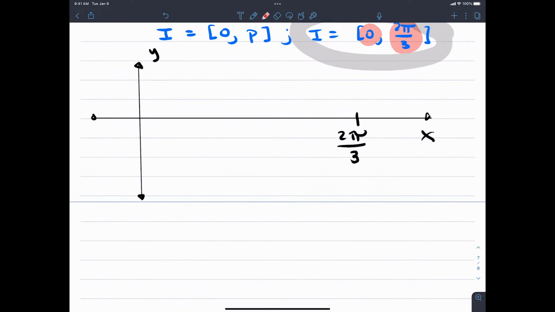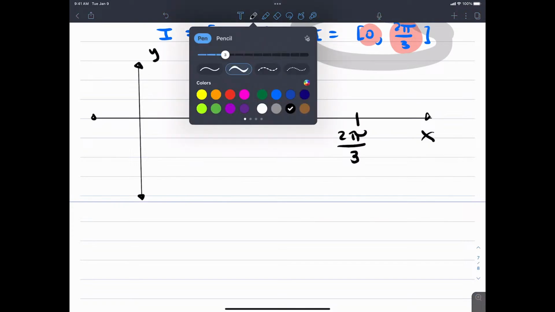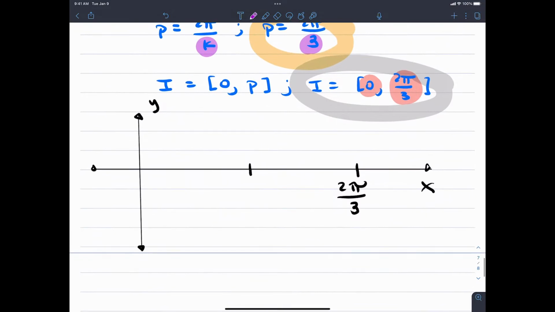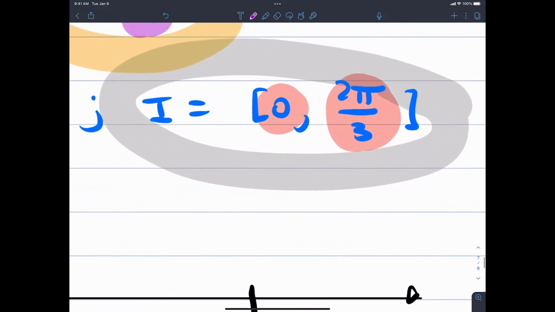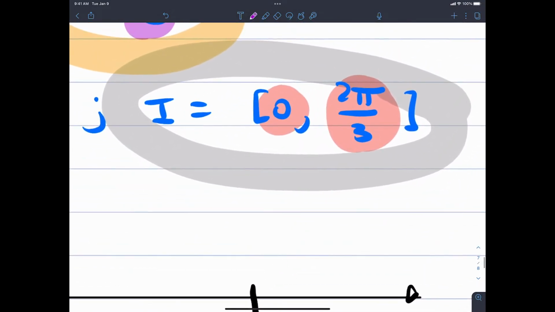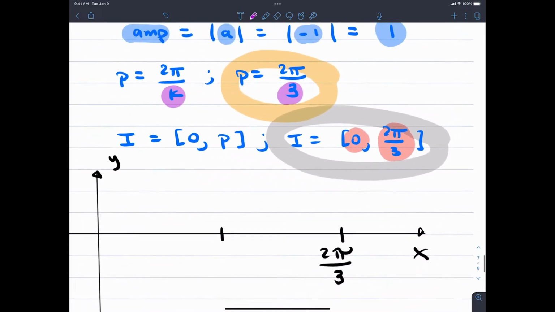So what are you going to do with this information now? What do you guys do? You're going to have to find all those midpoints. Is that right? So I don't know what's midway between 0 and 2 pi over 3. Anybody know what's midway?